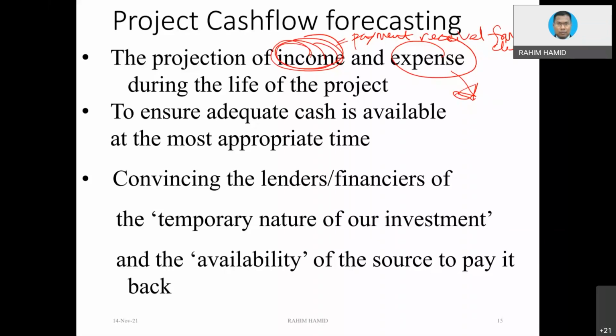Okay, why is it important to do project cash flow forecasting? To ensure adequate cash is available at the appropriate time. Meaning to say, when we do scheduling, we do something which is not there yet. So scheduling has a forecasting concept inside it. You forecast something because nobody plans for something which is already there. We normally plan something which is not there yet. That is the concept of planning, thinking ahead of something.